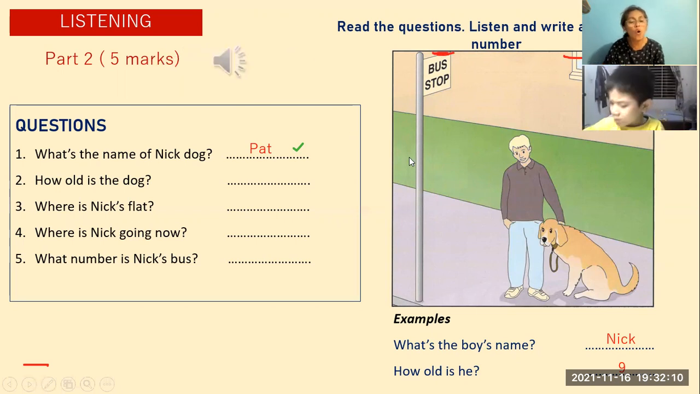Okay, how old is the dog? How old is your dog? One, two, or three? Nine. No, no, no. Three. Okay, listen again. Listen, Tom. You listen. One more. Listen, please.